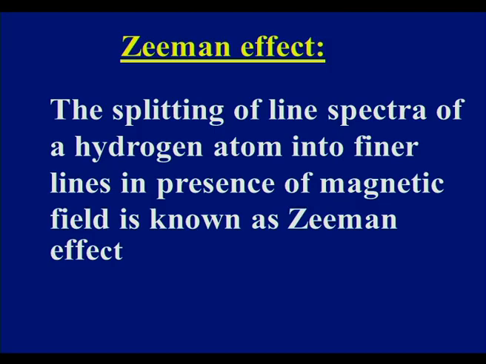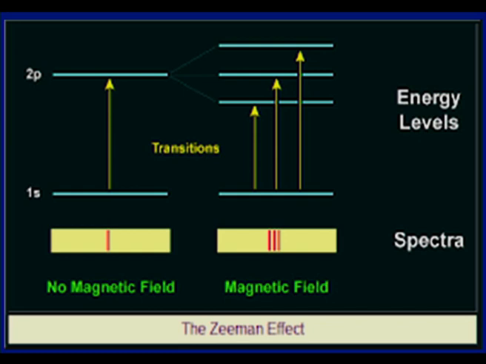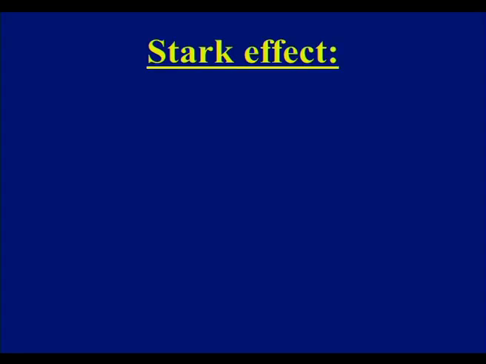In simple words, the splitting of spectral lines in the presence of a magnetic field is nothing but the Zeeman effect. I repeat once again, the splitting of spectral lines in the presence of a magnetic field is the Zeeman effect. Here you can notice, children, in the absence of a magnetic field it was a single line, but in the presence of a magnetic field it has split into 3 lines. So this splitting is nothing but the Zeeman effect. This takes place in the presence of a magnetic field, and the other one is the Stark effect.